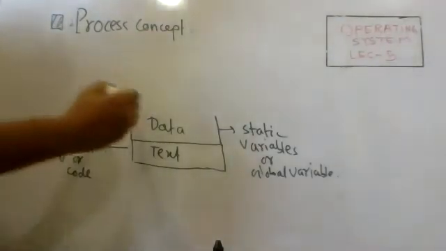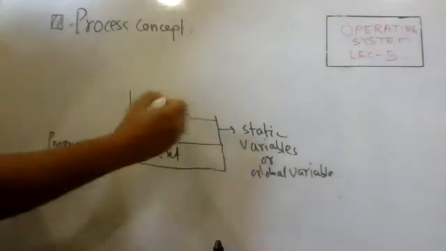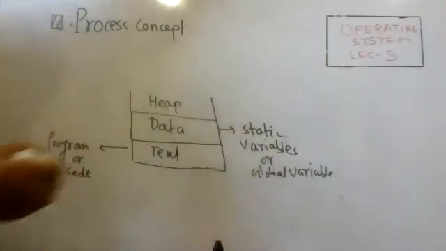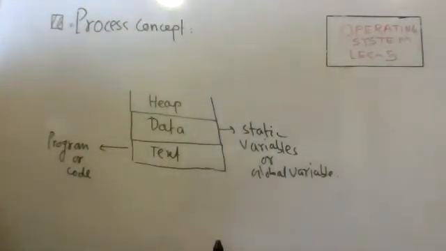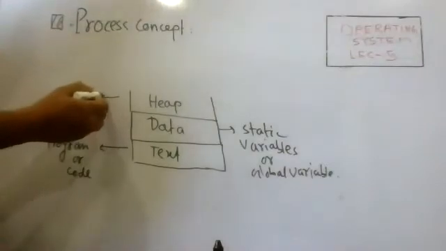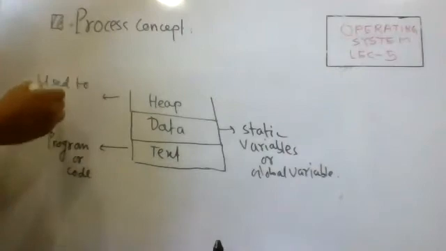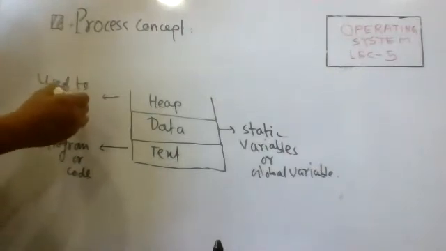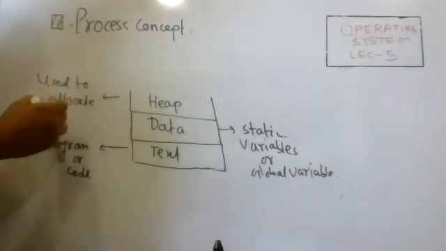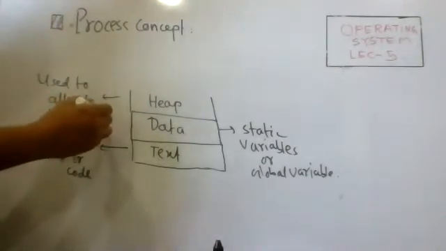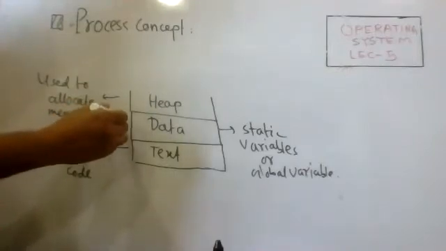Now there is another part called the heap section. Actually this part is used to allocate memory during runtime.